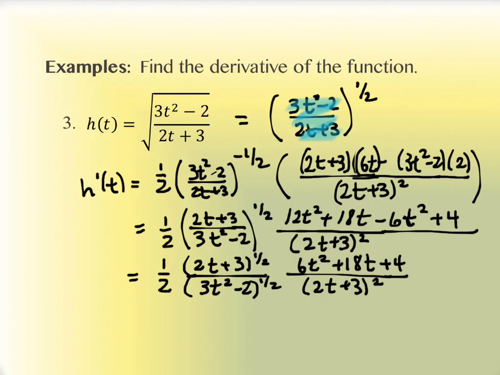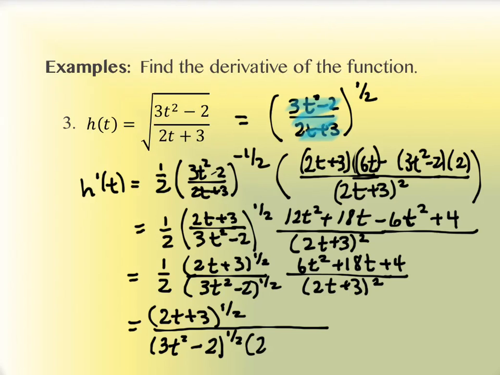Okay. I'll rewrite it so I'll move it around so you can see that a little bit cleaner. So I'm just going to combine this all into one fraction because that's what you can do with fractions when they're being multiplied, is you can combine them all into the same expression. This is 2t plus 3 to the 1/2 over 3t squared minus 2 to the 1/2 times 2t plus 3 to the 2 times 6t squared plus 18t plus 4. And I'm going to put the 2 here at the back so that you can see it simplify in a minute.